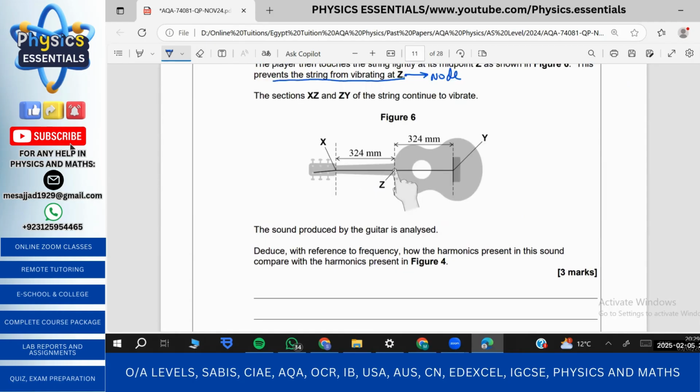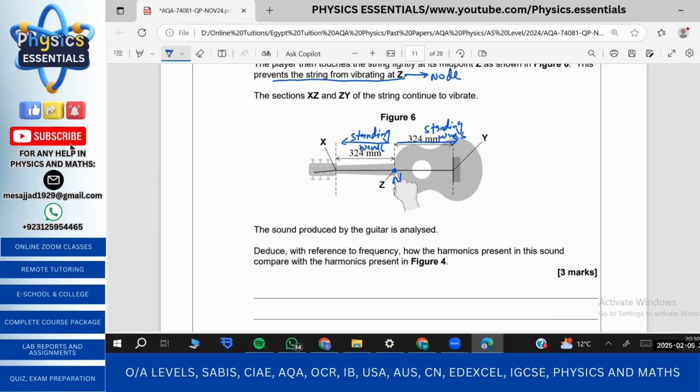The sound produced by the guitar is analyzed. Deduce with reference to frequency how the harmonics present in this sound compare with the harmonics present in figure 4. So first of all, when you have some kind of disturbance here, it means it is your node. No wave is here. Then in this direction, we will have standing waves, and in the other direction, we will have another set of standing waves.